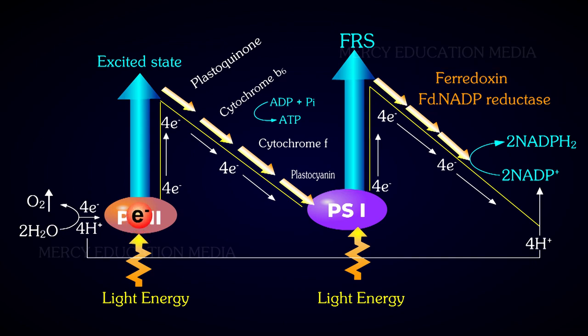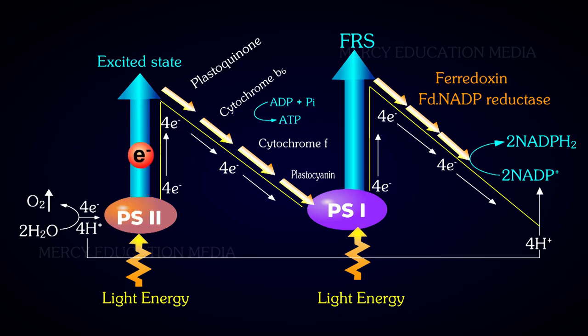When the molecules in the PS2 get excited, electrons are released. They are transferred to fill the hole in PS1 through plastoquinone, cytochrome B6, cytochrome F and plastocyanin. When the electron is transported between plastoquinone and cytochrome F, ADP is phosphorylated to ATP.